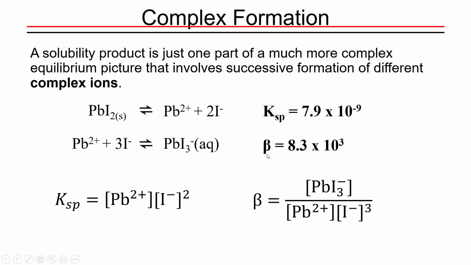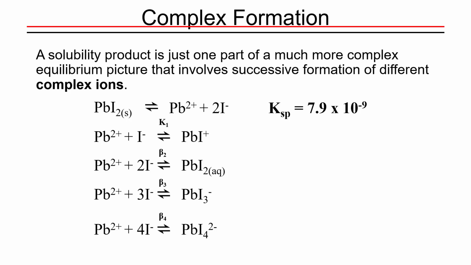And there's a particular utility to using these beta values to describe the formation of complex ions, in that we can easily calculate the concentration of Pb2 plus and I minus in a saturated solution of PbI2, or any solution where we know that the solution is saturated with a lead-2 iodide solid and the concentration of iodide is known, which makes it easy to calculate the concentration of these complex ions in a series of related equilibria.